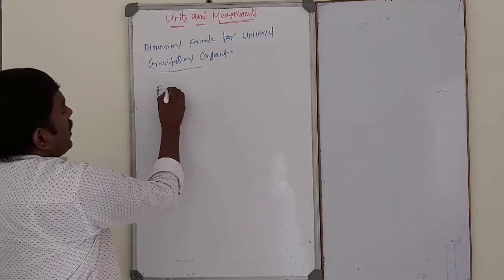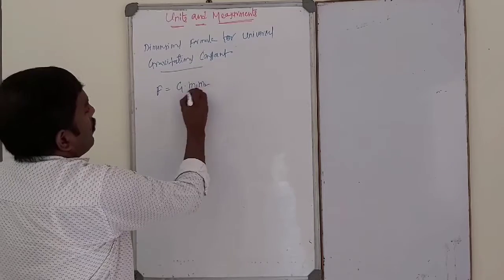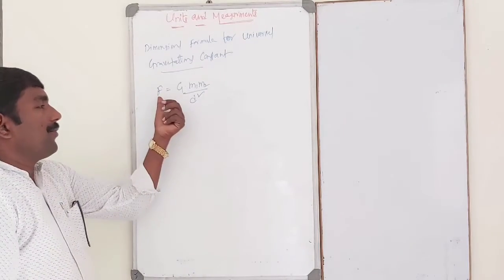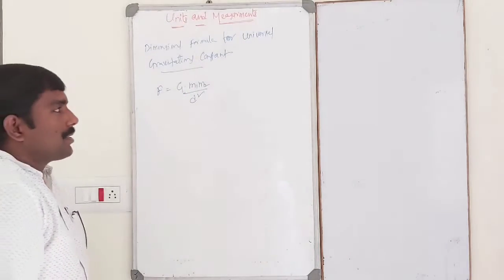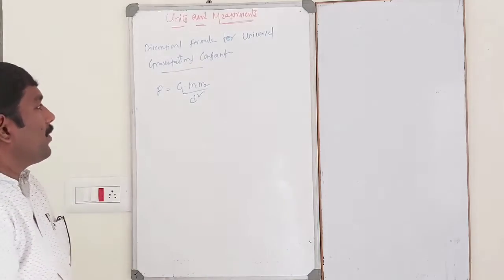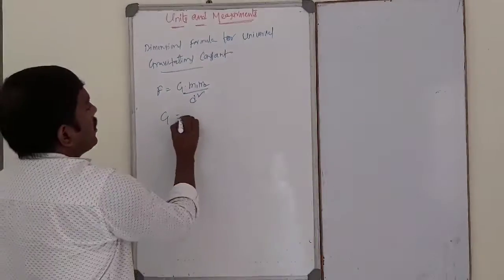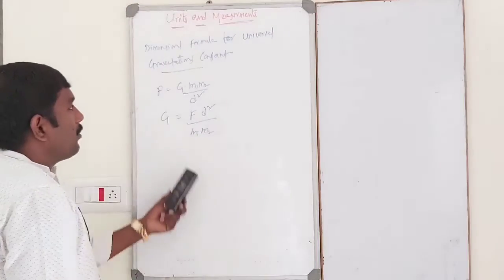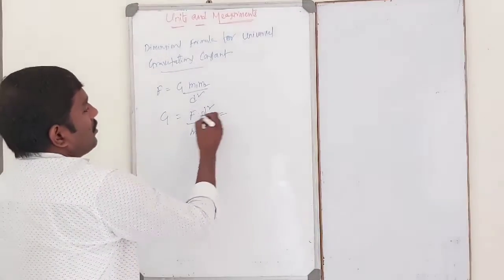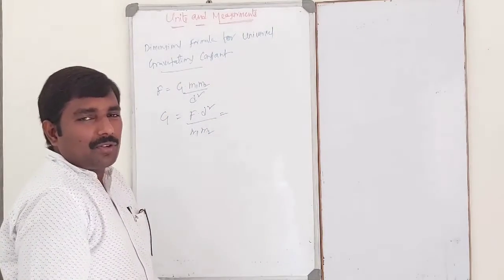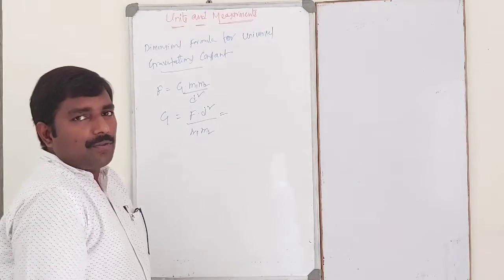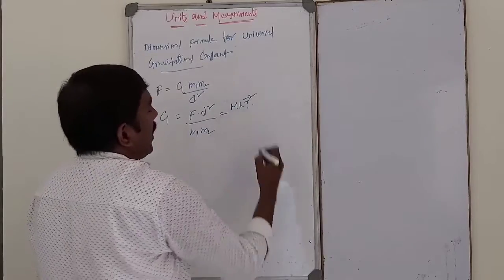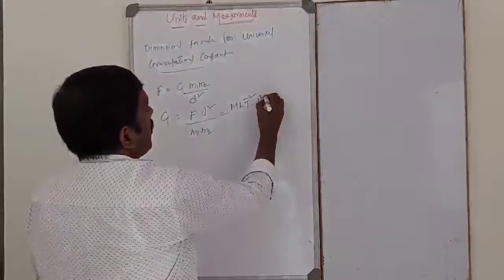The universal gravitational constant is given like this: F is equal to G m1 m2 by d square. Here G is the universal gravitational constant, F is the force, m1 and m2 are the masses of two bodies, and d is the distance between the two massive bodies. Then G is equal to F d square by m1 m2. Force is the same, whether gravitational, electrostatic, electromagnetic or centripetal force, all have the same dimensional formula, M L t power minus 2, and distance squared is L power 2.